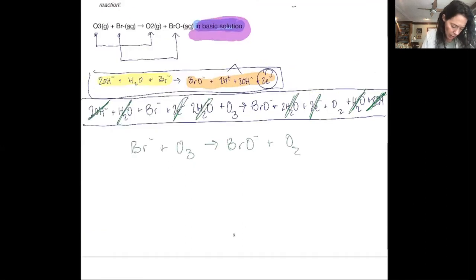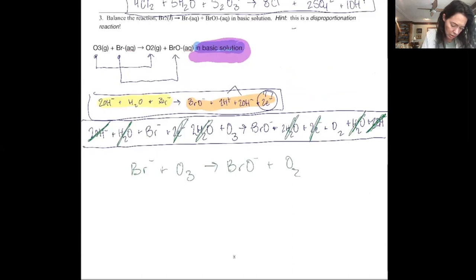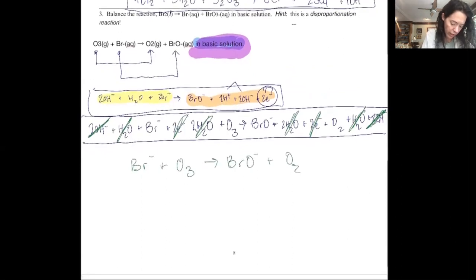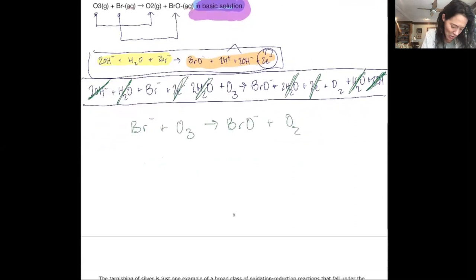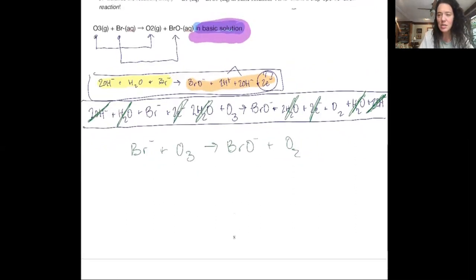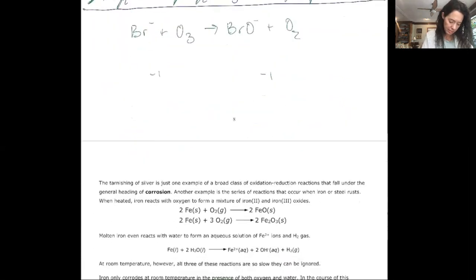Well, that's exactly what I started with. But we still did it. We still know who was oxidized, who was reduced, how many electrons were transferred, who was the oxidizing agent, who was the reducing agent. We did a whole lot of work to realize that it was already balanced. But that's okay. We did it right. Can we check it? Yeah, we had a -1 and a -1. That was very anticlimactic, wasn't it? But hopefully you see the process.